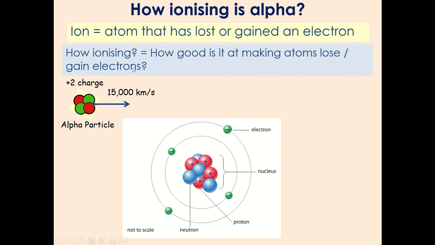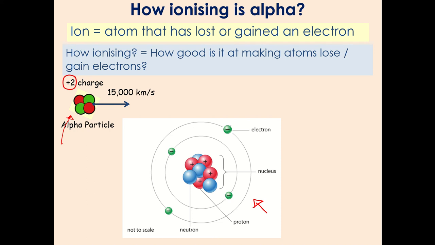So when we say how ionizing is alpha, what we are asking is how good is alpha at making other atoms gain or lose electrons. So what I've got down here in this diagram is an alpha particle over here with my 2 protons and 2 neutrons, giving it a +2 charge, and I've got an atom down here. You can see clearly it's an atom because it's got 4 protons and 4 electrons, making it neutral overall.